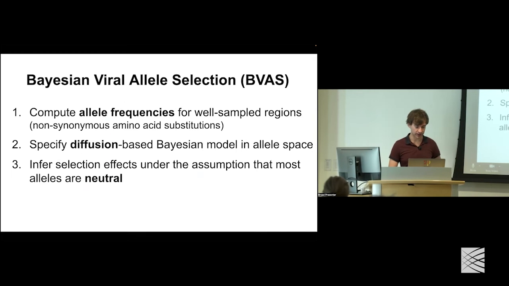These considerations led us to write down a model called Bayesian viral allele selection, or BVS. At a high level, this model consists of 3 components. The first is that of data representation. The data representation that we're going to be using in constructing this model is that of allele frequencies, and we'll be looking at well-sampled regions. These allele frequencies will be for some large number of non-synonymous amino acid substitutions that are observed in these genomic samples. You could in principle use a different representation, like a nucleotide level representation, but we'll be using an amino acid level representation.